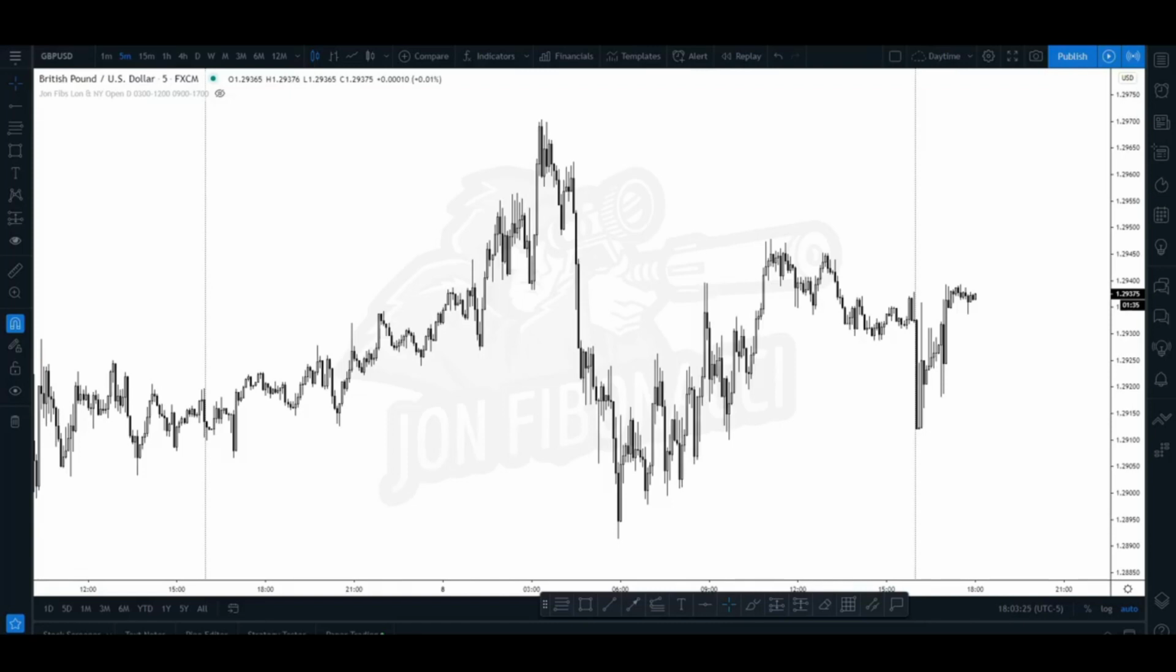All right. So here's British pound on a 5-minute time frame, and I want to study and look at what happened during the London session for today, and I guess we could take a look at New York as well. So let's just go ahead and get right into it.